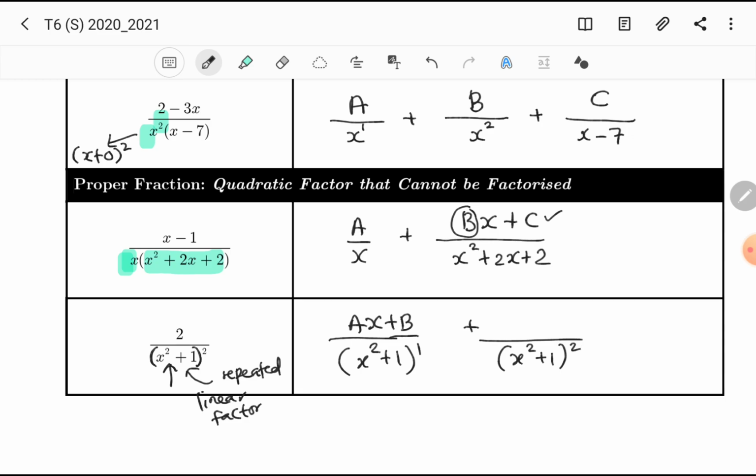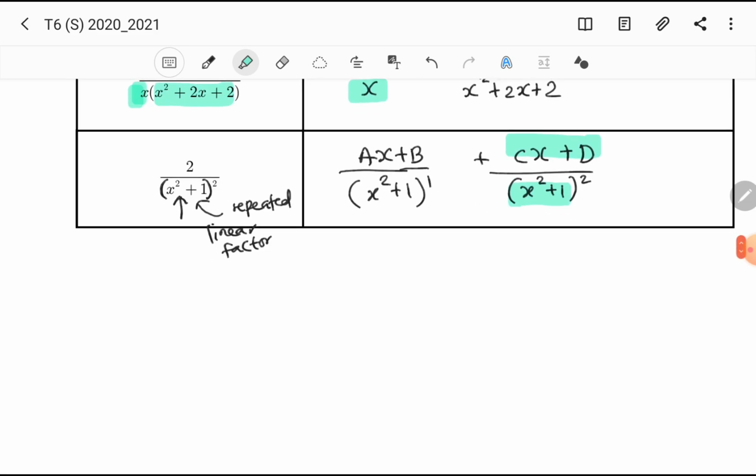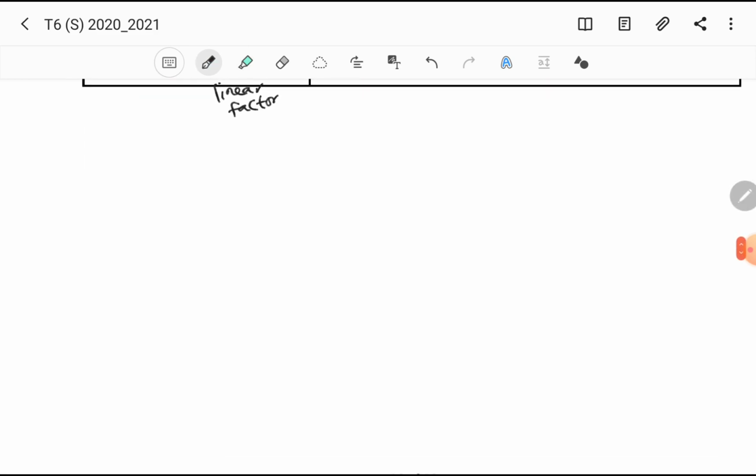Apa kat atas dia? CX plus D. Bawah kuadratik, atas mesti linear. Very good. Bawah linear, atas dia constant. Okay, kelas? So far macam mana? Boleh follow ke tak?